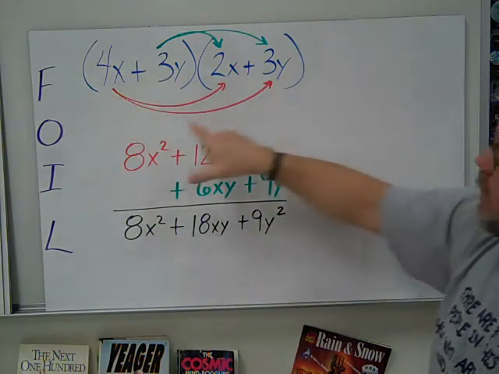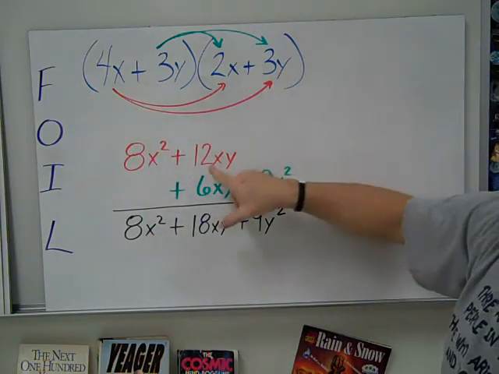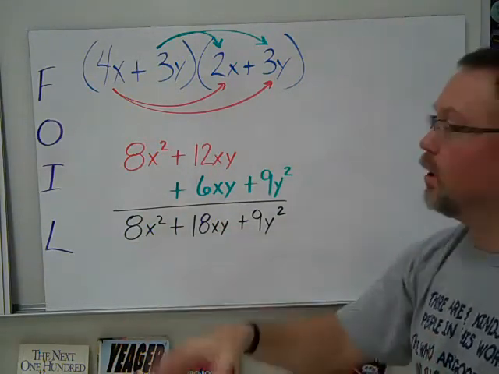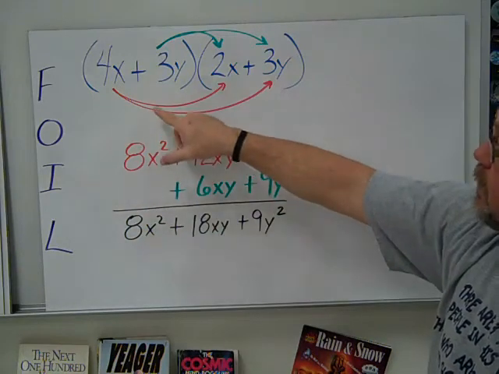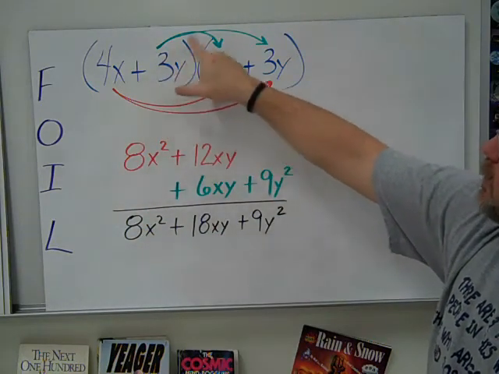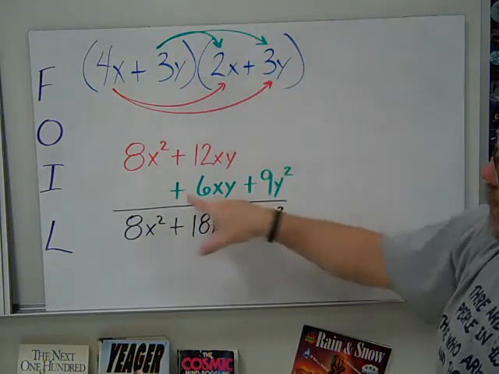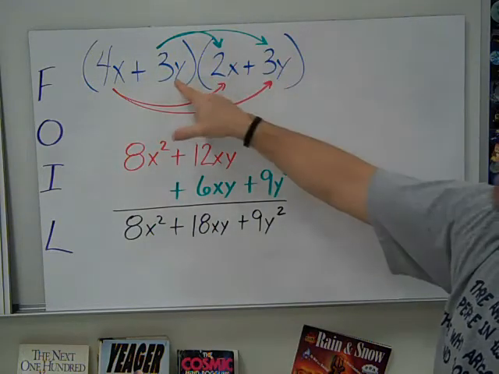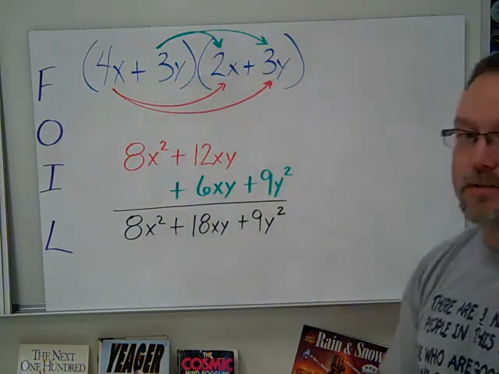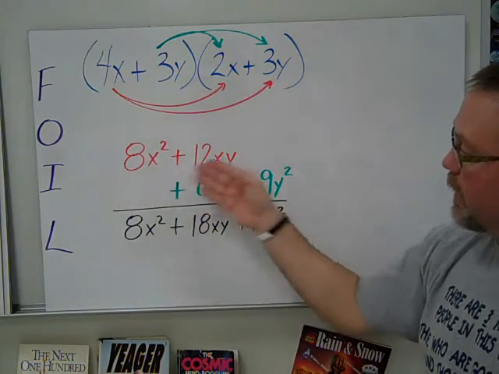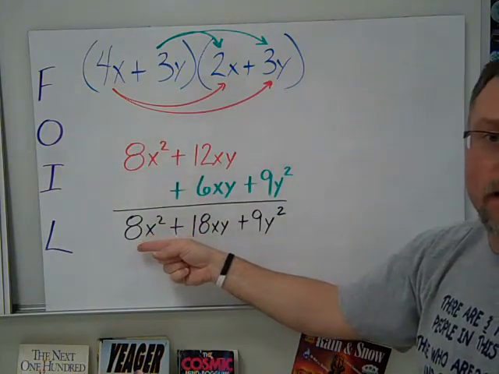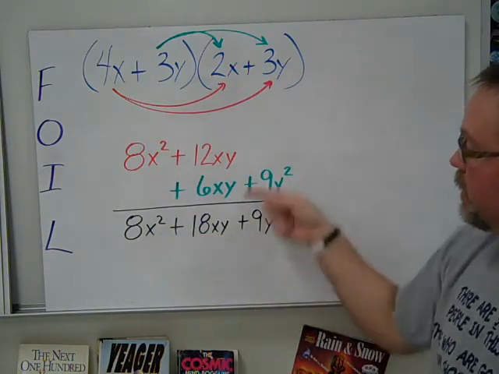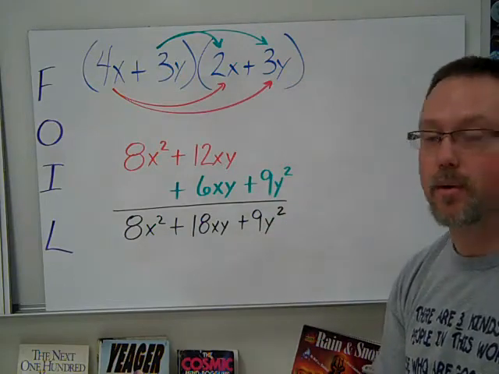Our outside is 4x times 3y. That gives us 12xy. And again, letters are always put in alphabetical order, and we'll get to those a little bit later in more detail. Our inside is 3y times 2x, so again, there's our like terms: 6xy. Then we take our last, which is 3y times 3y. That gives us 9y squared. We're going to combine the two. There's nothing here to combine with the 8x squared. We combine these two because we have the same sign, so that gives us 18xy. And again, there's nothing here with the 9y squared.